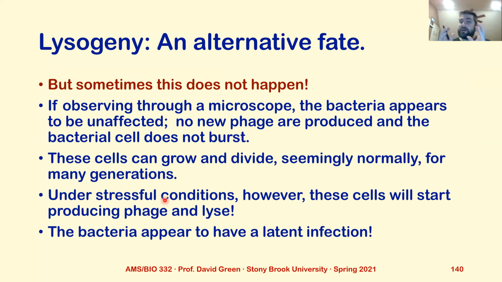But they are in fact infected. And we know that they're infected because under stressful conditions, if you, say, expose the cells to UV radiation or something like this, maybe 10 generations after the parent, or the great-great-great-grandparent, was exposed to a virus, these cells will all of a sudden start producing new phage and lyse.